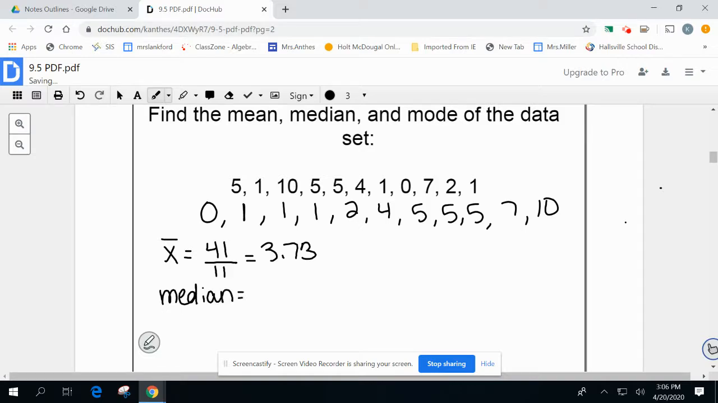The median is your middle number. Since I have 11, I'm going to count 5 in from the right and 5 in from the left. So my median is right here, which is 4. And your mode is what occurs the most. In this case, I have 2 of them. So I have 1 and I have 5 occurring the most.